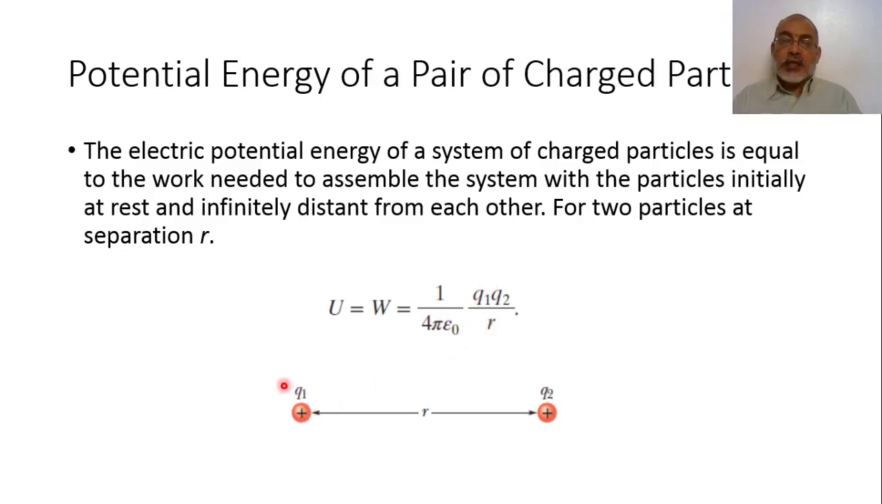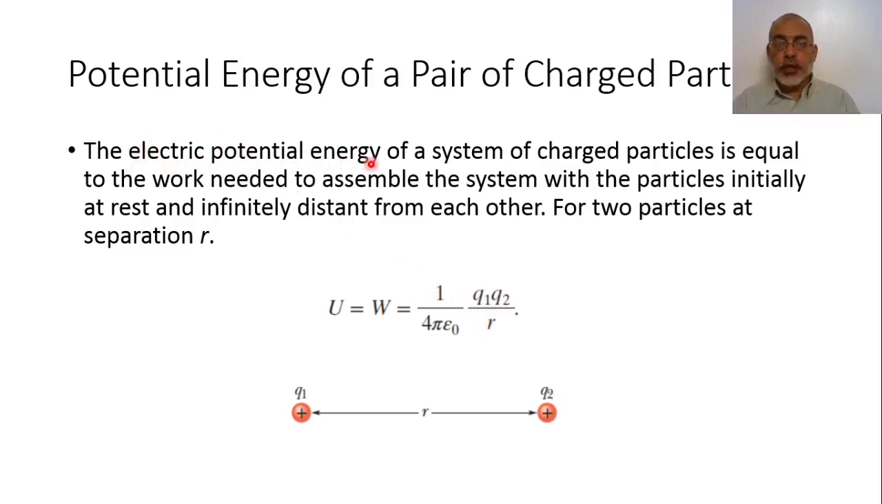So whether I start with Q1 and bring Q2, or start with Q2 and bring Q1, at the end Q1 and Q2 are at a distance r between them, and the stored energy in this system is 1 over 4π epsilon naught Q1 Q2 over r. Okay, that's what we are seeing.